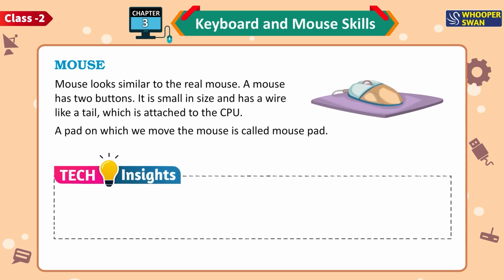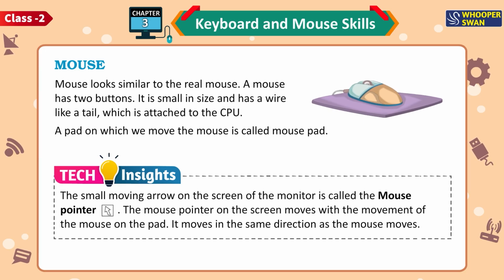Tech Insights. The small moving arrow on the screen of the monitor is called the mouse pointer. The mouse pointer on the screen moves with the movement of the mouse on the pad. It moves in the same direction as the mouse moves.